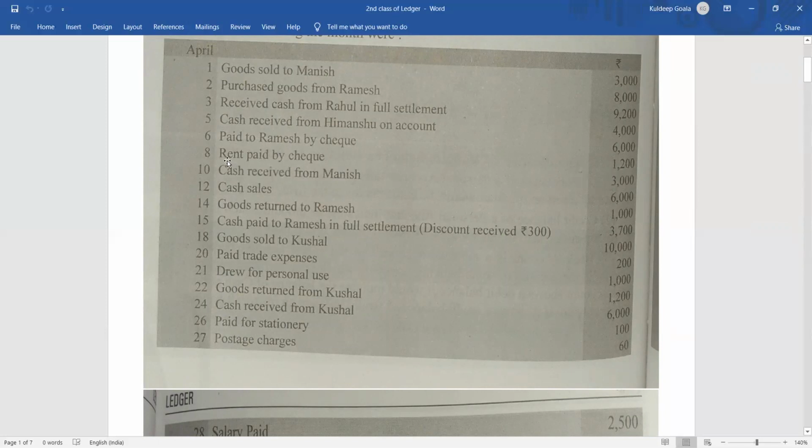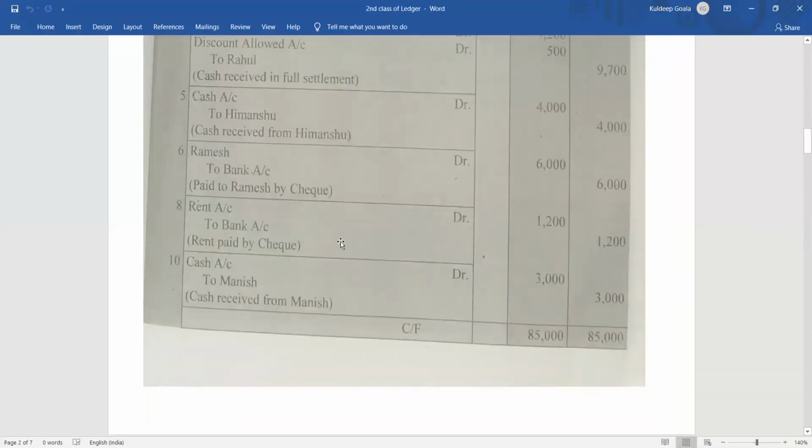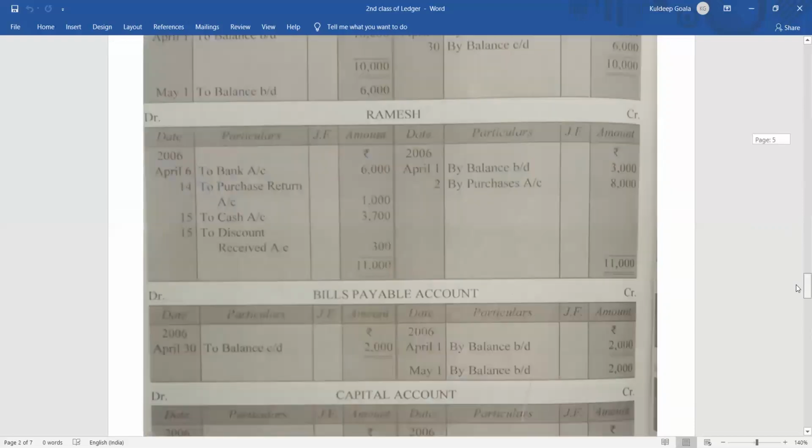Before that, another one is rent paid by check 1200. Journal entry क्या होगा? Rent account debit to bank account. You can see here rent debit to bank account 1200. So go in the debit side of rent and write down to bank. You can see here rent account is there.